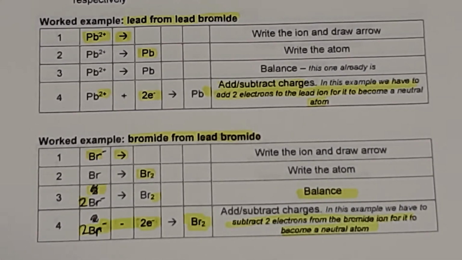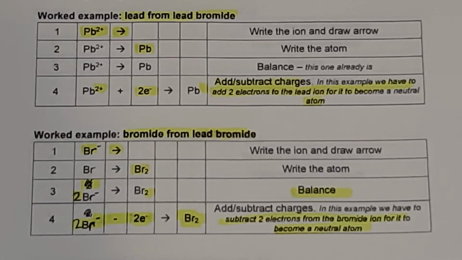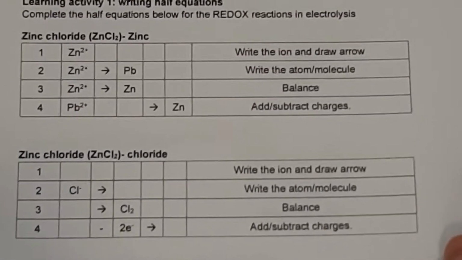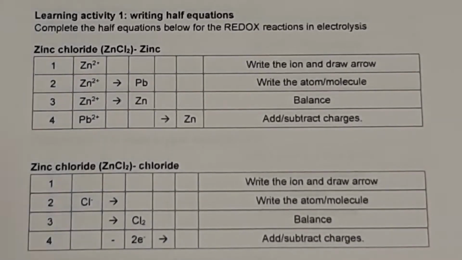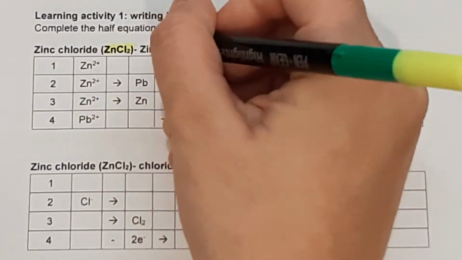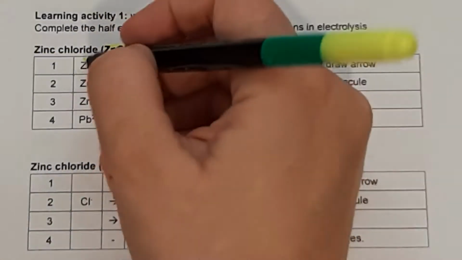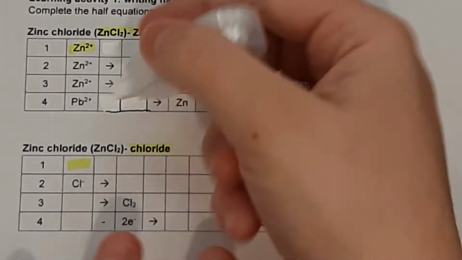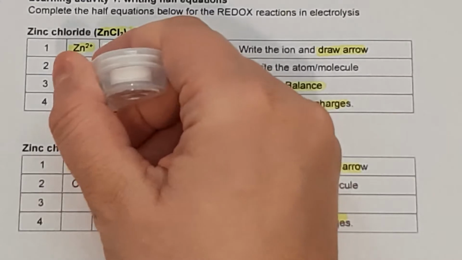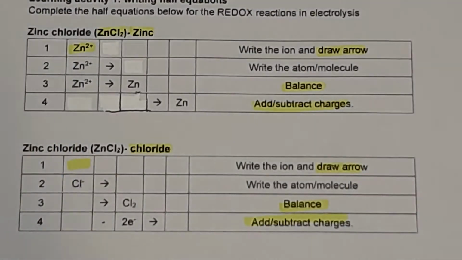So what I would like you to do now is have a go at learning activity 1, writing half equations. Our first example here is zinc chloride. Zinc chloride is ZnCl2, and the first one is going to be an example for zinc. So here's our zinc ion. We're going to go through the first one together, largely because there's a couple of interesting errors here. So we have this lead that should not be in there. I'm not quite sure what's happened there. So I'm just going to cross these out. You can either do something similar, or you can change it, or you can just rewrite it out elsewhere.